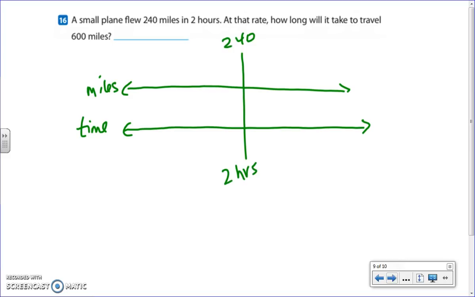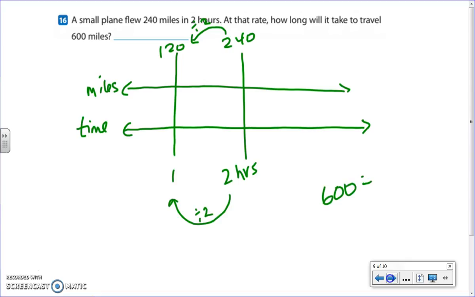Okay, let's start with how far I could go in 1 hour. Let's figure that out. So if I divide 2 by 2, I can find 1. If I divide 240 by 2, that's 120. Now this represents the unit rate, how far they can go in 1 hour. So if I want to know how long it took them to go 600 miles, I could use that unit rate by saying, if I divide 600 evenly by 120, I know that represents 1 hour of time, then I can figure out that it's going to take 5 hours. Each 120 miles that goes into 600 takes 1 hour. There are 5 120s in 600, so it'll take 5 hours.